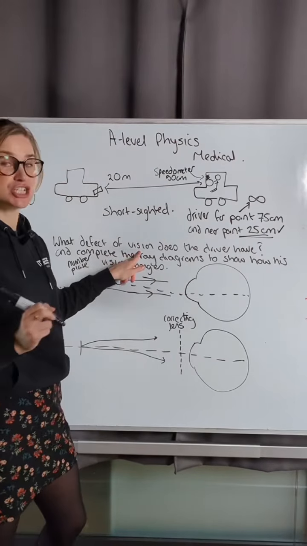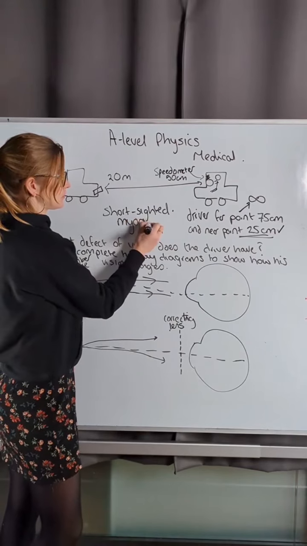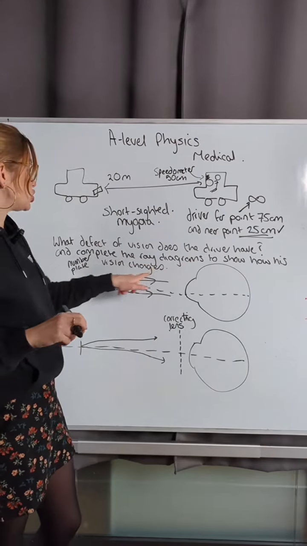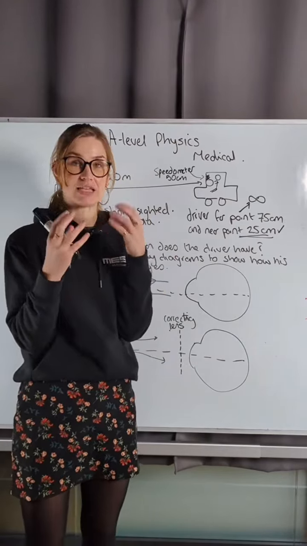It says, name the defect of vision. If someone is short-sighted, the word for that is myopia. So myopia, that's their defect of vision. It says, now complete the ray diagrams to show how this vision changes. Again, we just said someone's short-sighted, so they can see things that are really close up.